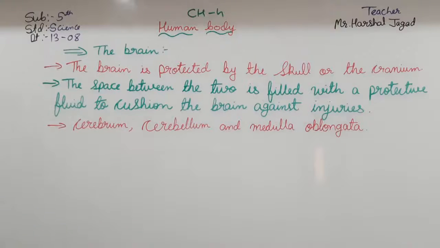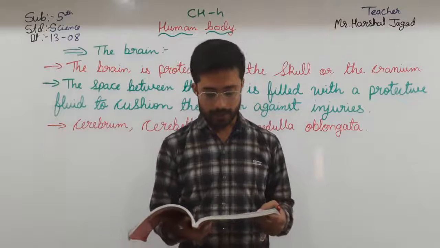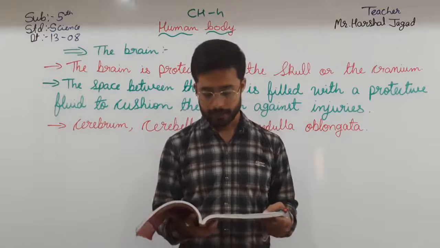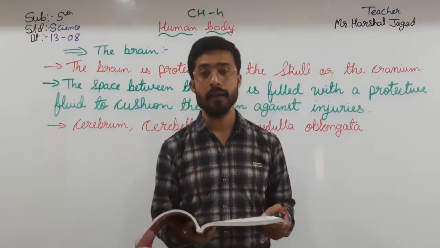So here, the cerebrum is the largest part of the brain. There are millions of neurons or nerve cells in it. This part of the brain helps us to think, speak, learn and remember.